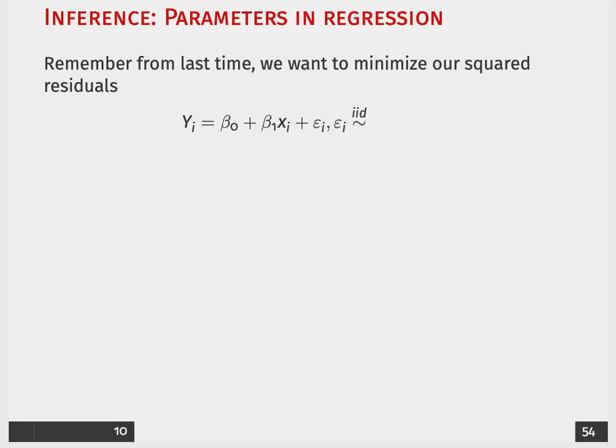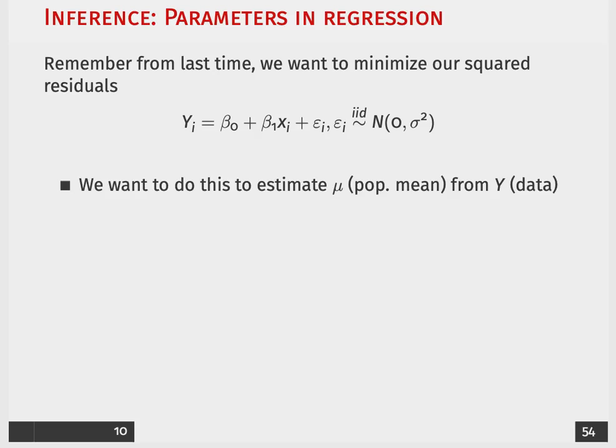So remember from last time that our goal here is that we want to minimize our squared residuals, and our errors, and this is an assumption, are identically and independently distributed in a normal distribution centered at 0 with a variance of sigma squared. In order for us to estimate this regression line, we again want to estimate this population parameter, the population mean as mu, from whatever data we have, and that is going to be labeled as our outcome y.